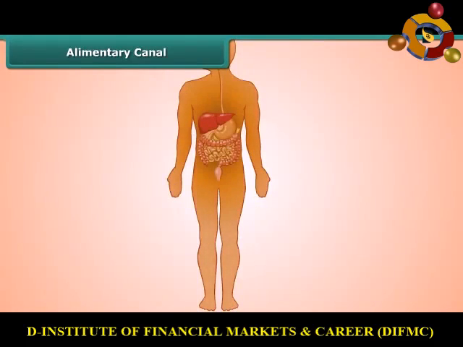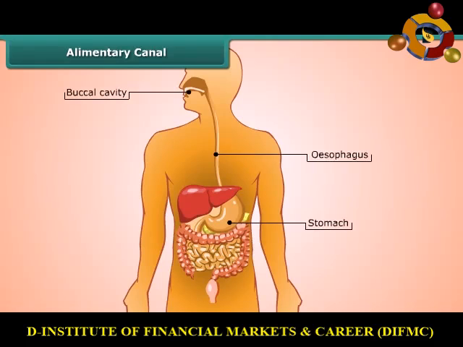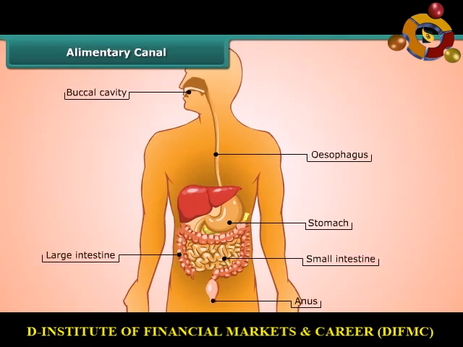You will be surprised to know that the food inside our body passes through an alimentary canal or simply digestive tract. It consists of buccal cavity, food pipe or esophagus, stomach, small intestine, large intestine, and the anus. Now let us know what happens to the food in the different parts of the digestive tract.